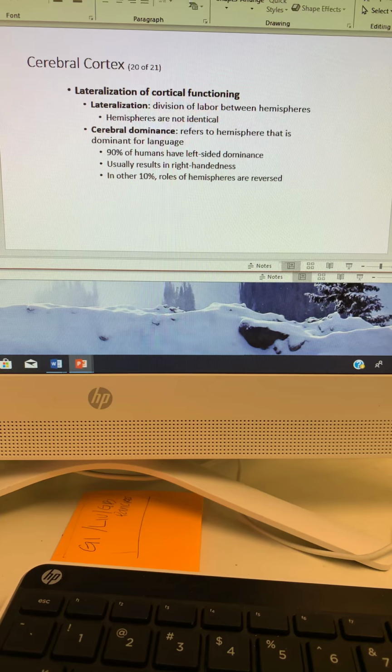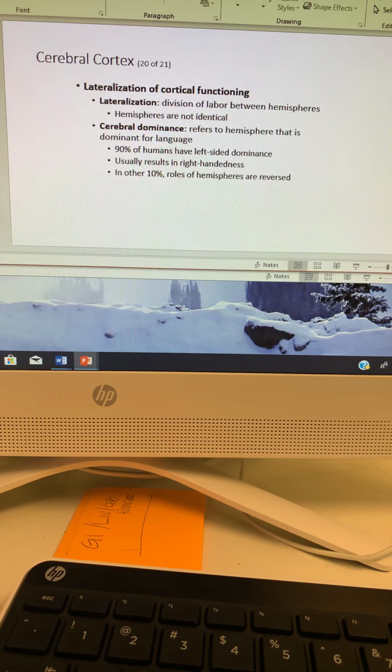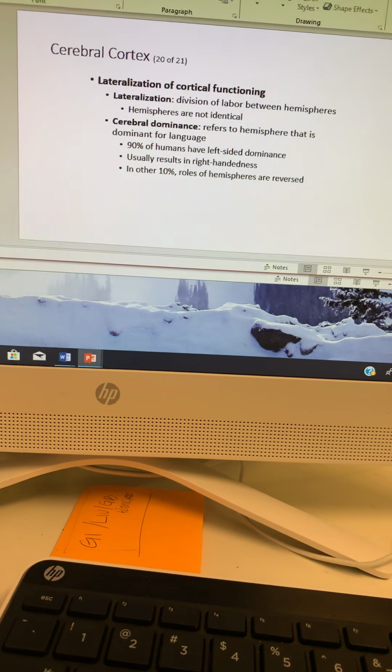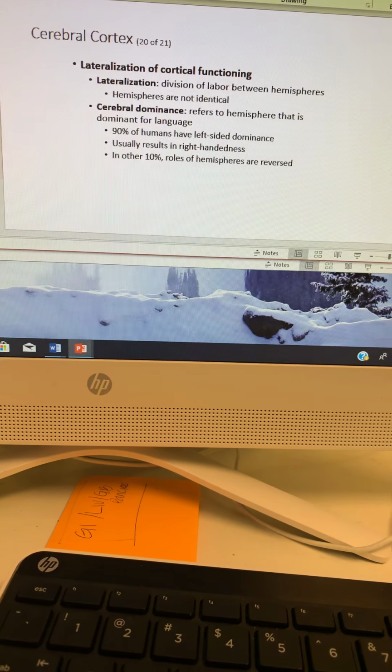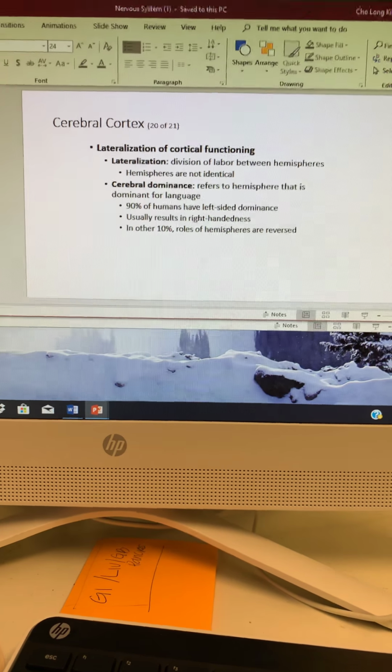Parts of the cerebral cortex: lateralization of cortical functioning. Lateralization is defined by the division of labor between the hemispheres. Please, please, please know what lateralization means. Cerebral dominance.